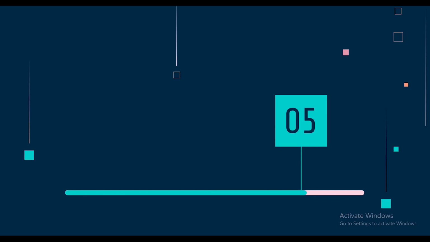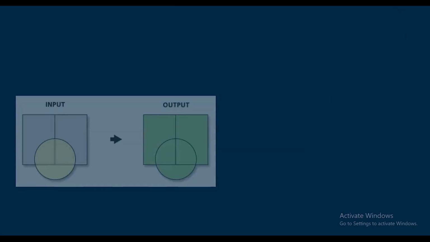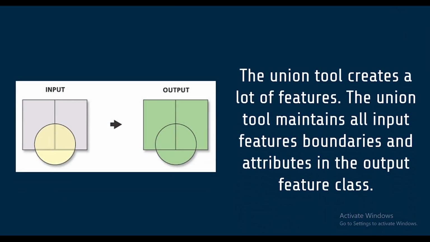Our next topic is union. The union tool creates a lot of features. The union tool maintains all the input features, boundaries, and attributes in the output feature class. The input features are geometrically intersected. The output feature class will contain features or sections of features that overlap in all levels or feature classes. The union tool spatially combines two data layers. It preserves features from both layers to the same extent.